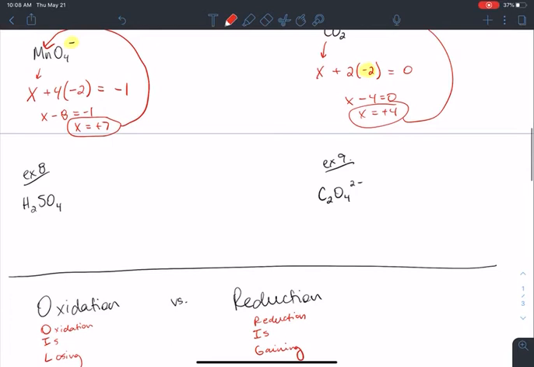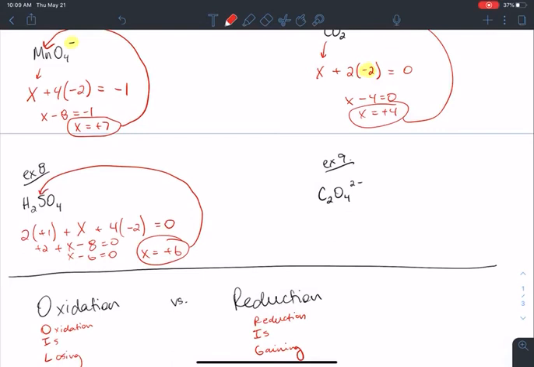Let's do sulfuric acid. So we have 2 hydrogens at a +1. We don't know what sulfur is. We have 4 oxygens at a -2. All this equals 0. So we have +2 plus x minus 8 equals 0. X minus 6 equals 0. X equals +6. Right? That is for sulfur.